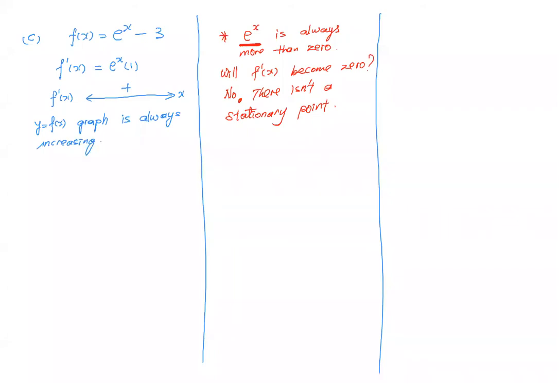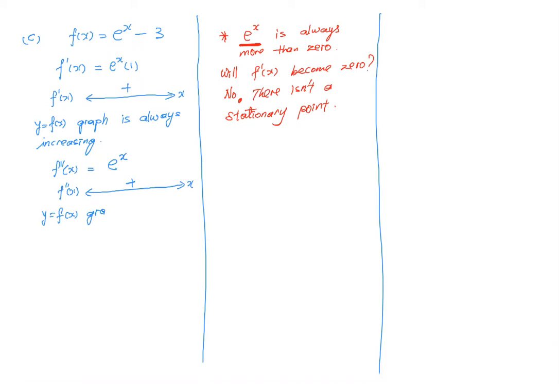So straight away interpret. After finishing the task of f prime x, you do f double prime x. So you get the same story. Am I right? Yeah, my f double prime x sign diagram. So what is the geometrical interpretation? The rate of change is always increasing.